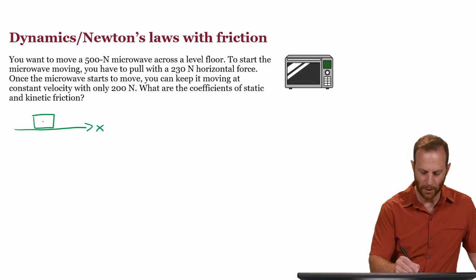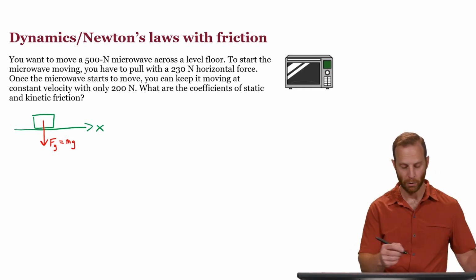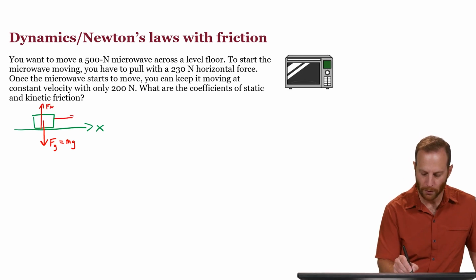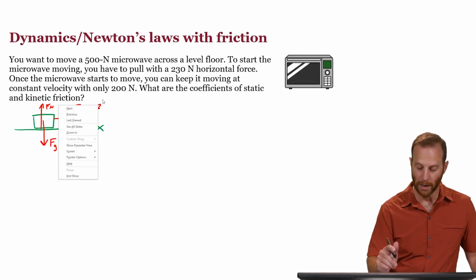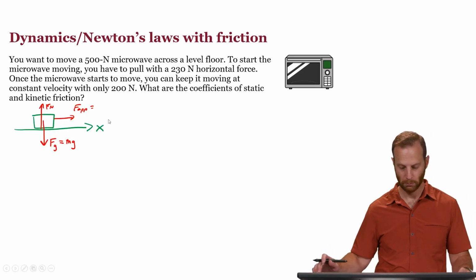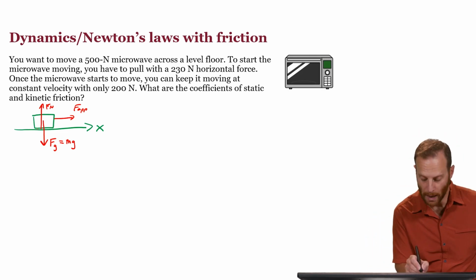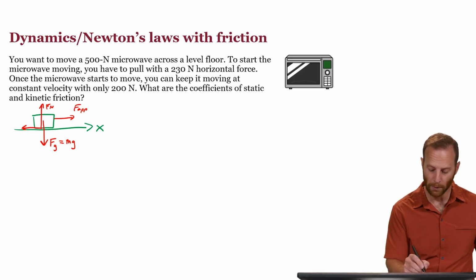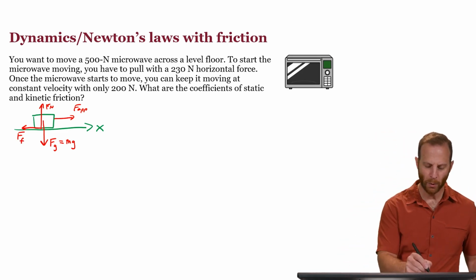We know that there's a force of gravity pulling down, so I'll write that here, force of gravity, which obeys a simple formula, mg. There's a normal force provided by the floor pressing upward. There's an applied force from the pulling, F applied, which is equal to, well, it depends on which part of the problem we're talking about. So let's just leave it there. And there will be some frictional force acting between the microwave and the floor, and I'll call that FF. And it could be kinetic or it could be static friction, depending on where we are.